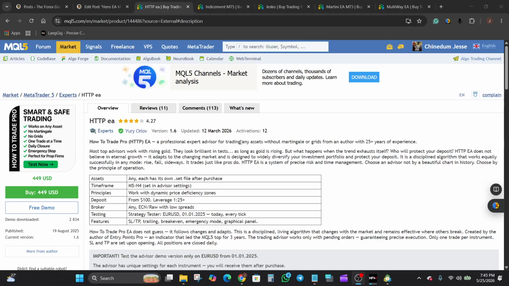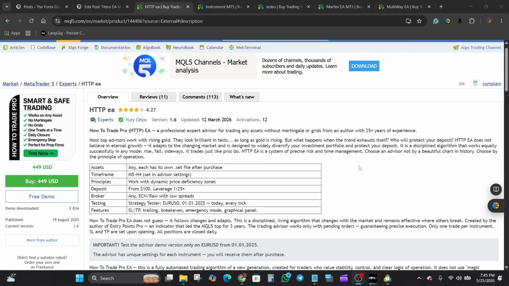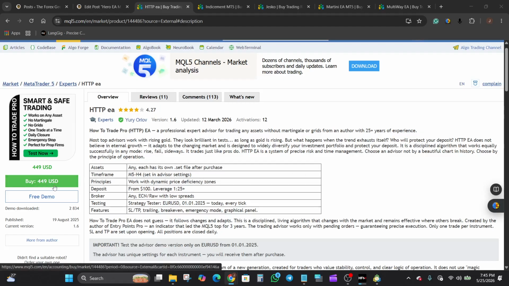Alright, so on my screen right now, I am looking at the MQL5 Marketplace page for the HTTP EA, also called How to Trade Pro EA. This is developed by Yuri Orlov, and it is an MT5 expert advisor based on what I can see here. So the EA is currently priced at 449 US dollars and it shows around 12 activations. The latest version is 1.6, updated in March 2026.